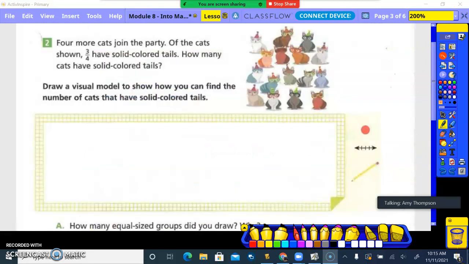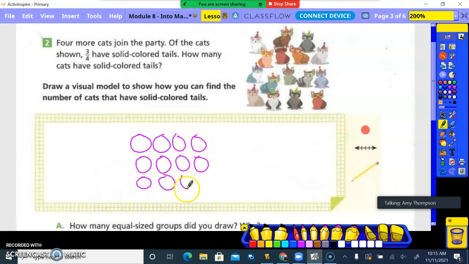4 more cats join the party. Of the cats shown, 3/4 have solid colored tails. How many cats have solid colored tails? So they said that 4 more cats joined. So we had 12, and now we have how many? 16. But how many rows or columns are we going to have this time? 4. Only 4, right? So we're going to have 1, 2, 3, 4. So we have our 4 rows, right?